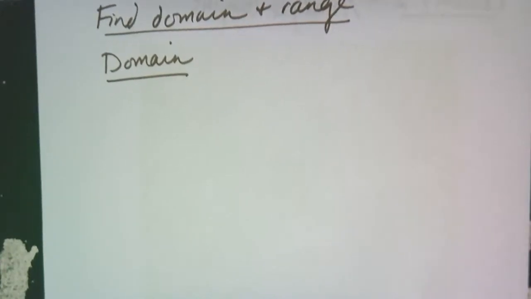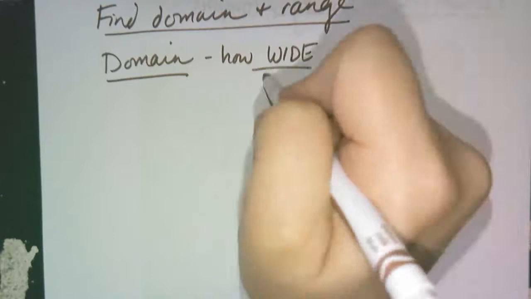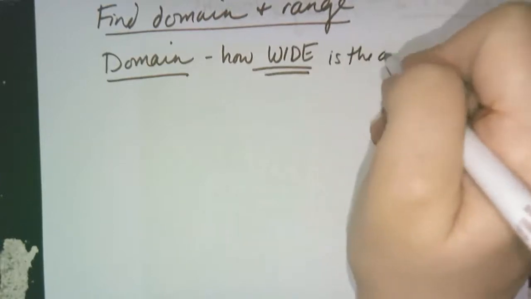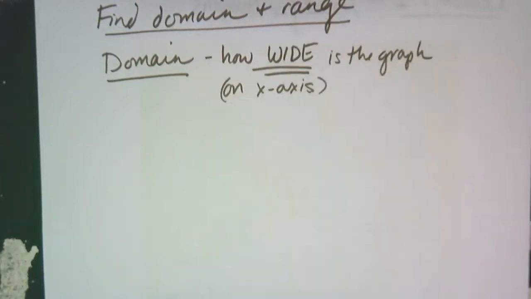I want us to talk about domain. When you're looking at domain visually, you're looking at the graph on the x-axis, because that's what domain is. We all know that. You're looking to see how wide this graph is getting, all the way from the left to all the way to the right. So domain is how wide is the graph? And you're on the x-axis, looking at your x values.